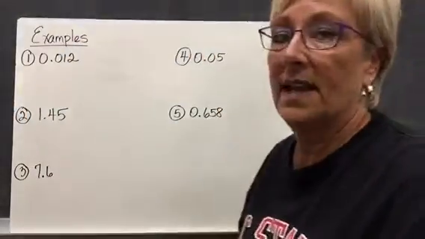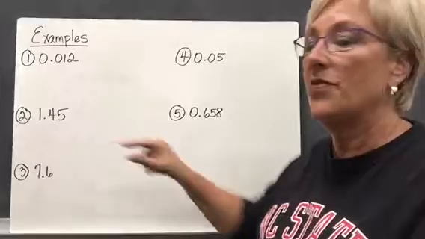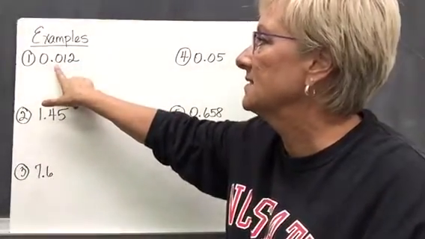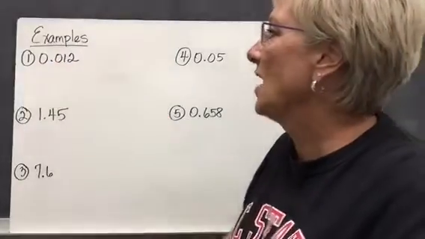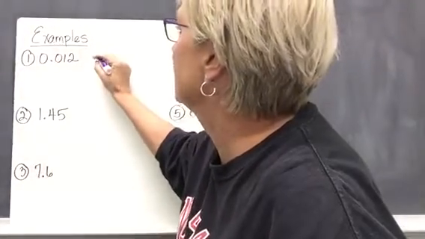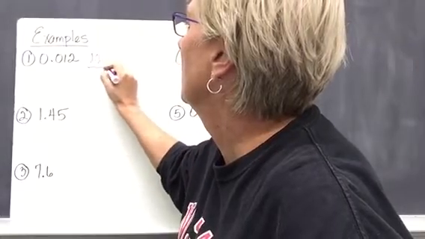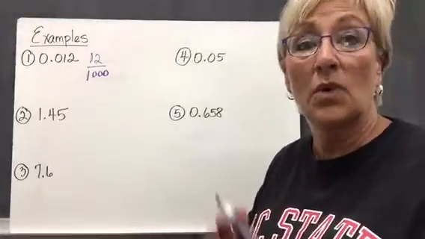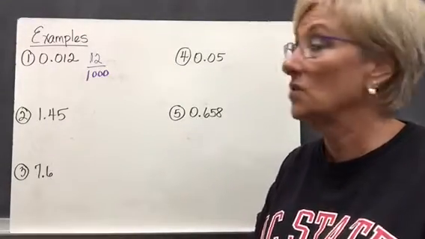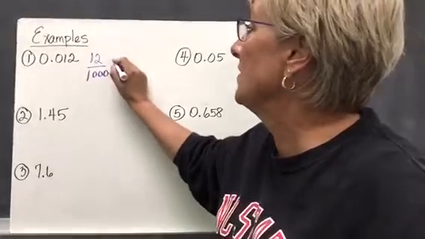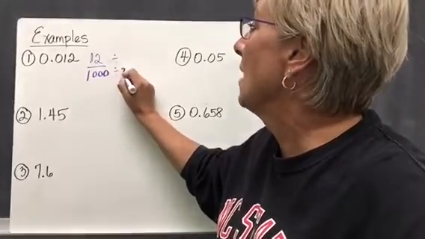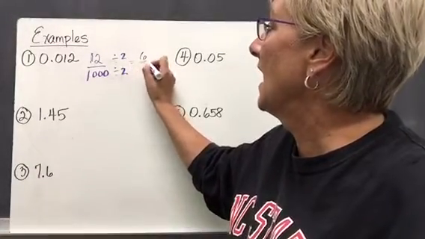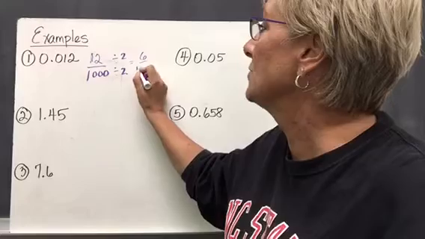All right, let's do some of these together. If I look at this one, I know that I have got 12 thousandths, because this is tenths, hundredths, thousandths. So I've got 12 thousandths as my new fraction. Now, I know, because one ends in 0, the other one ends in 2, that 2 goes into both of these because they're even numbers. So I'm going to divide each one of these by 2, and I know that this is going to equal 6, and I know that 2 goes into 1,000 500 times.